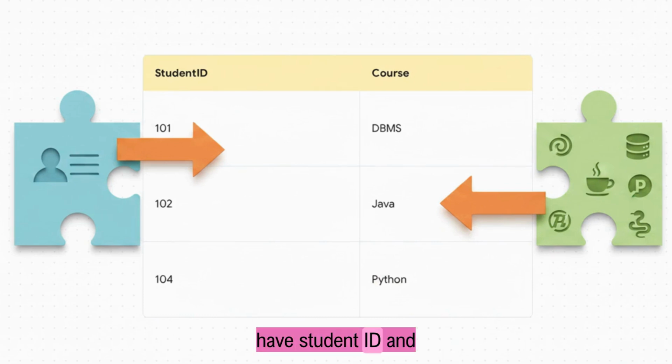Now let's bring in the second puzzle piece, the course table. Here we have student ID and course. 101 is taking DBMS, 102 is taking Java, and 104 is taking Python. So the crucial point here is that both of these tables share one common column, the student ID. That shared column, that is our anchor. It's exactly what we will use to perform our joins and actually combine the data.